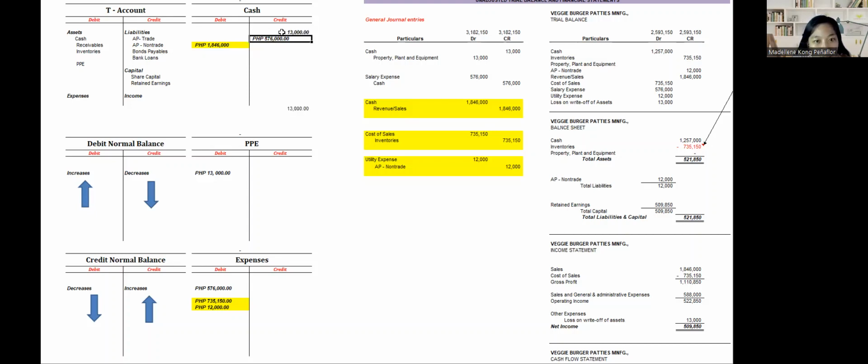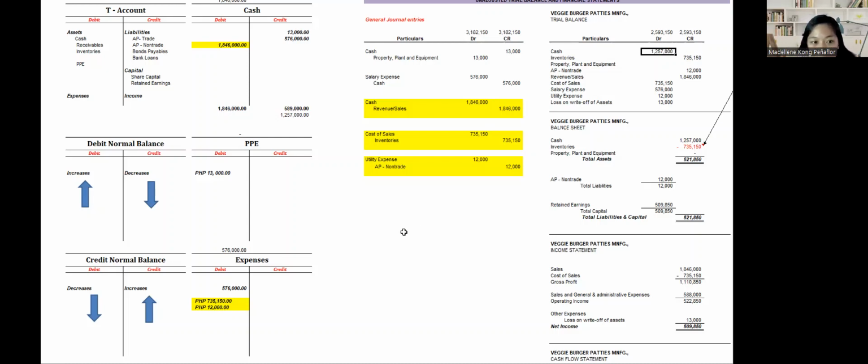13,000. Then we have 576,000. Yeah, we got 589,000, and then we get the 1,846,000, and then get the sum also. Yeah, this is the total debit credit. And cash, since cash is a normal debit balance, is the 1,846 less 589, we got the 1,257. So here, we got this one.